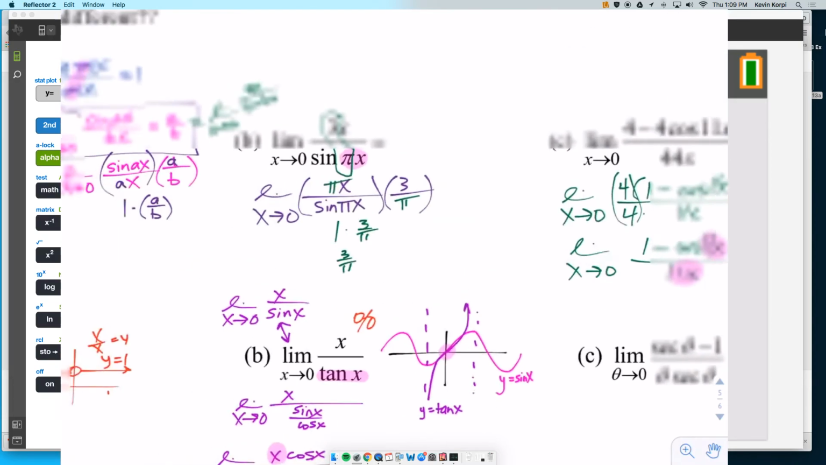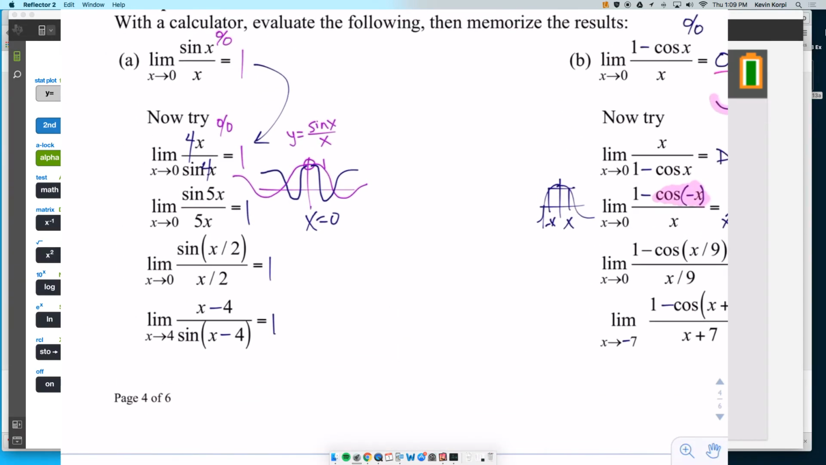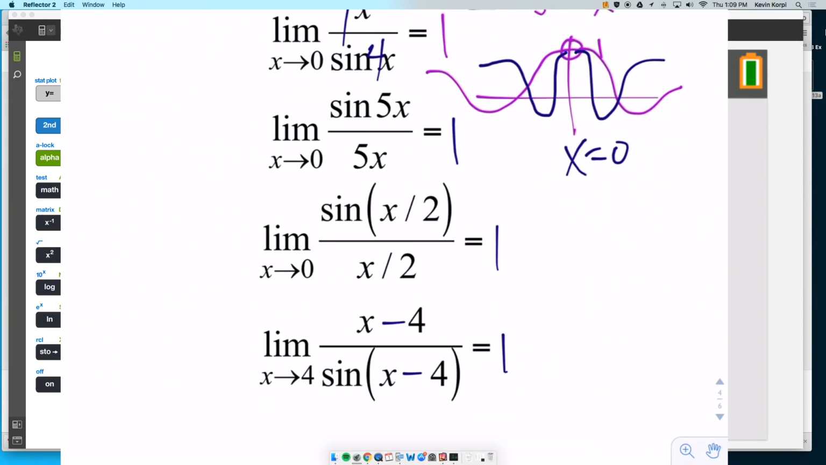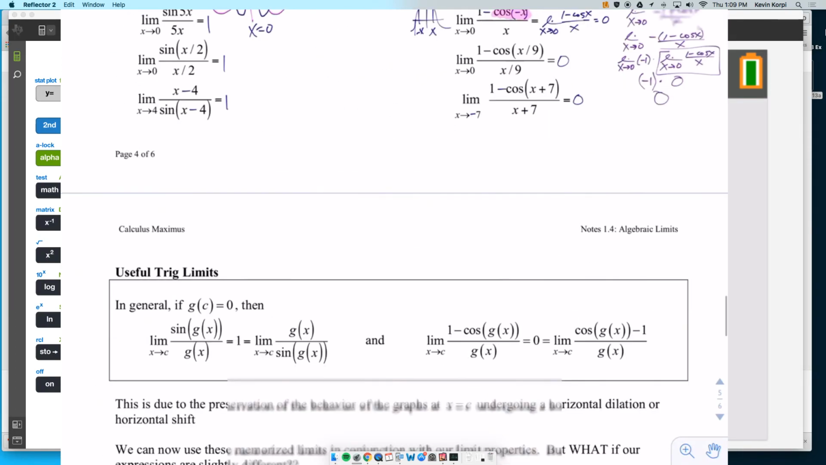So yes, you can replace those rules up here with sine. You can replace them with tangent. All these things right here with sine work exactly the same way with tangent, exactly. Okay, so you wouldn't even have to do that anymore.